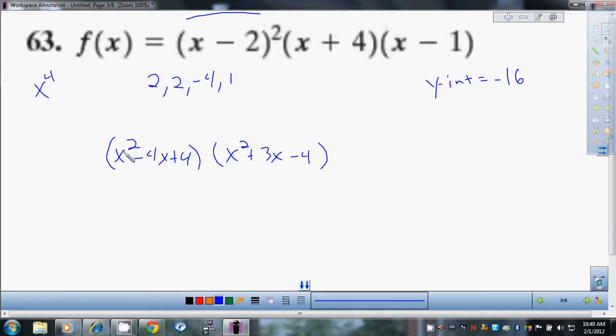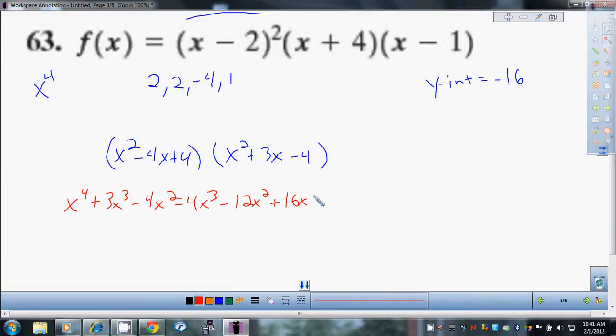Here we go. First, here's the way I like to do a 3 on 3. I just take this one, multiply by all 3, and then the next one by all 3, then the third one by all 3. X squared times x squared, x to the 4th. X squared times 3x, 3x cubed. X squared times -4, -4x squared. Then we go to the second one. -4x times x squared, -4x cubed. -4x times 3x, right. -4x times -4, plus 16x.